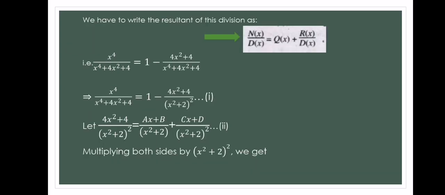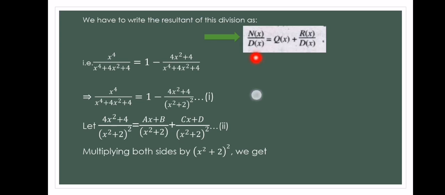And we know that the result of the division is to be written as N(x)/D(x) = Q(x) + R(x)/D(x), where N(x) means the dividend, D(x) means the divisor or the denominator, Q(x) is the quotient, R(x) is the remainder and D(x) is once again the divisor. So we put the values in their respective positions to get x⁴/(x⁴ + 4x² + 4) = 1 − (4x² + 4)/(x⁴ + 4x² + 4).